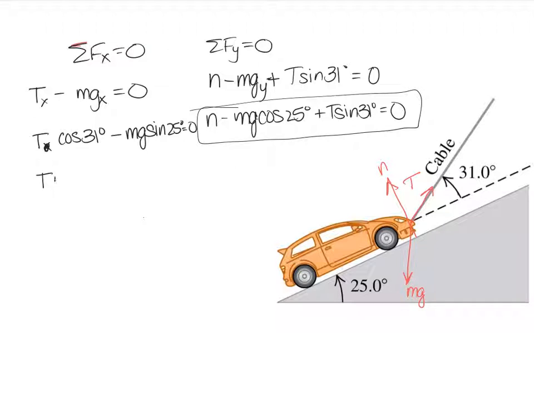It turns out that the mass we're given is 1,000 kilograms, g is 9.8. Notice I just put 9.8. I don't put a negative sign. I've already determined that the weight acts down because of the fact that g is negative, so I don't need to do that.